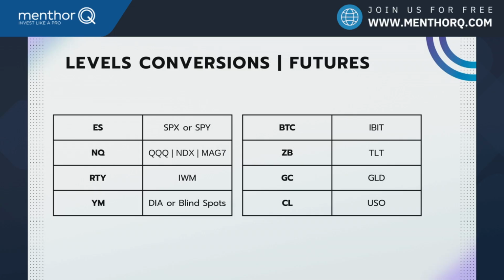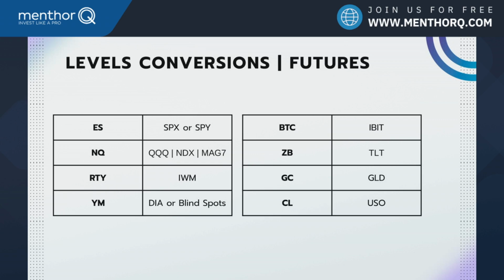You could also convert Mag 7. So let's say that tomorrow we have earnings, Apple, Amazon. You want to see the Apple levels on NQ because you think that's going to have a big impact. You can also do that. Or NVIDIA: when NVIDIA reports, you could convert NVIDIA gamma levels onto NQ.